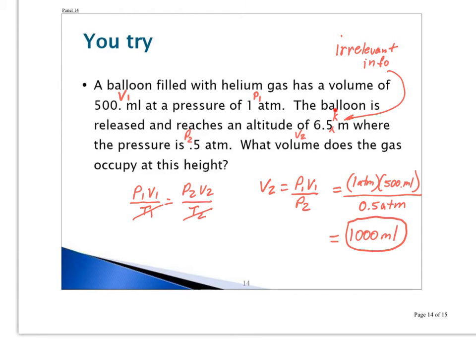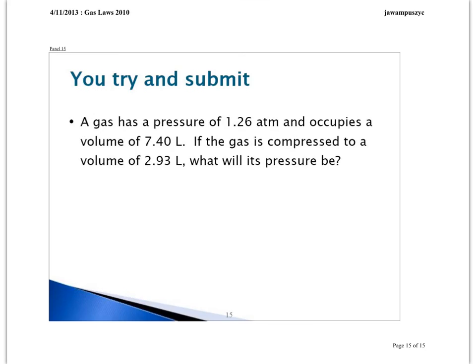Also notice up here that the balloon rises to this, it wasn't 6.5 meters, it was 6.5 kilometers, sorry about that. That information is irrelevant. It doesn't go anywhere into the equation. It just tells you that this balloon went up in the atmosphere, and because the pressure is less up there, the volume actually expanded. Notice what happens here logically. The pressure goes down to half of what it was originally, and the volume winds up doubling. You'd say that they're inversely proportional.